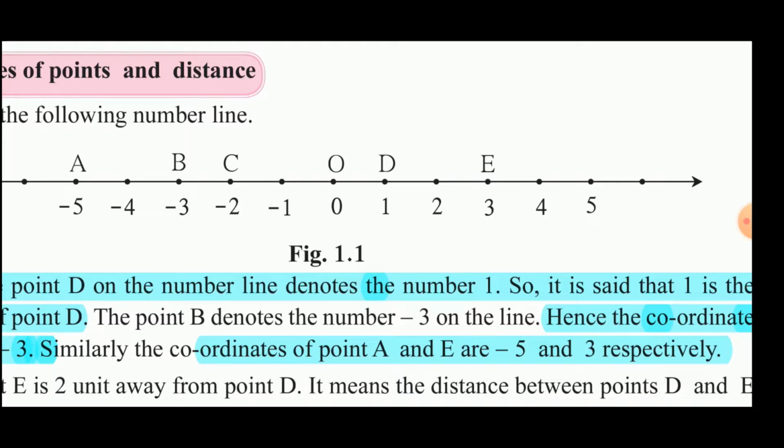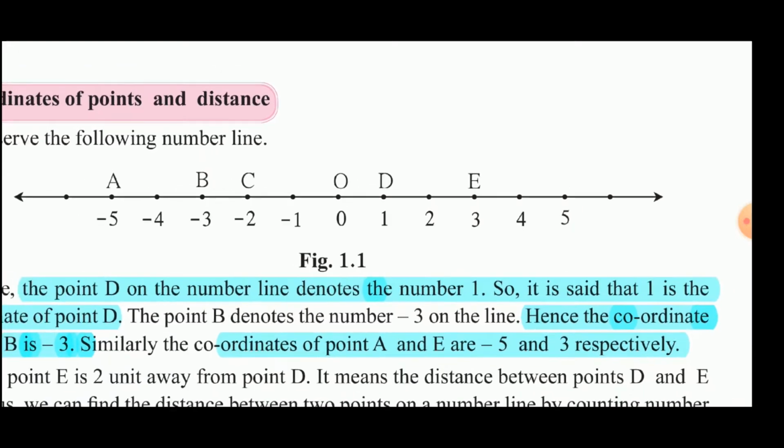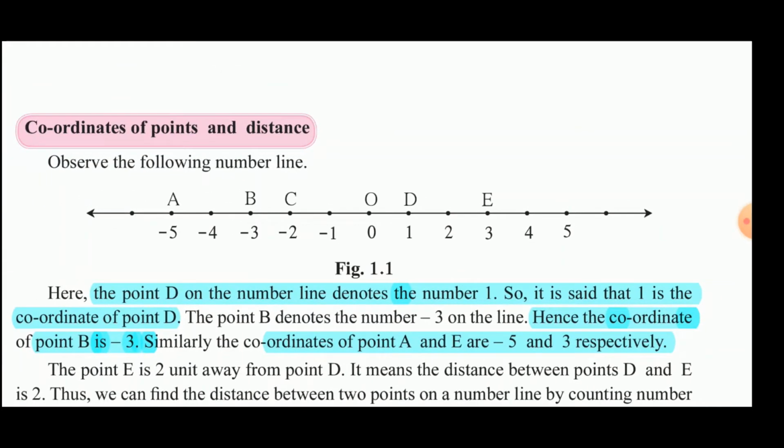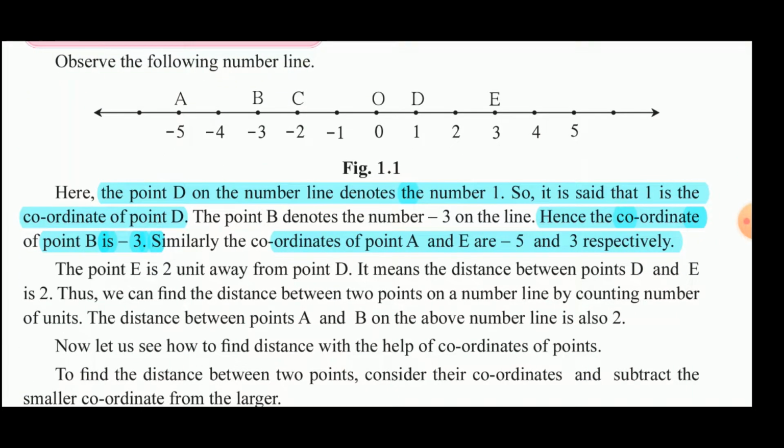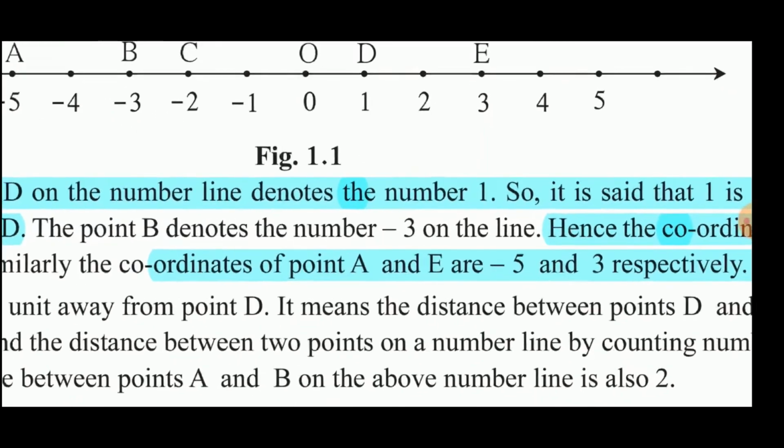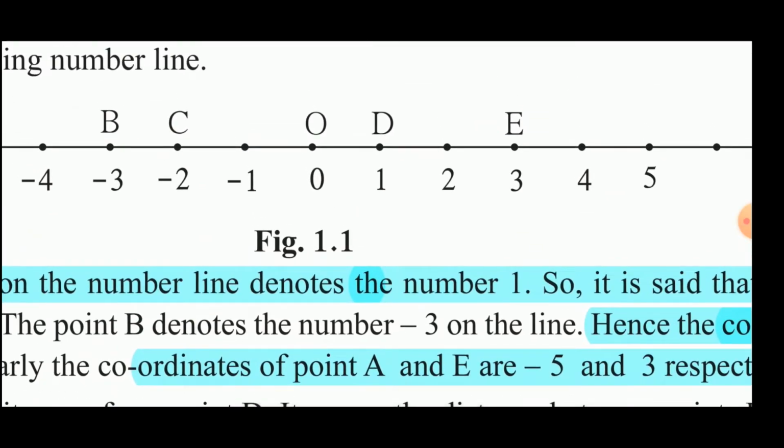These numbers which are related to the points are called the coordinates of the points. So in the above number line, 0 is the coordinate of O, 1 is the coordinate of D, 3 is the coordinate of E, -2 the coordinate of C, -3 the coordinate of B, and -5 the coordinate of A. So now you can also find out the distance of these points from the other point on the number line.